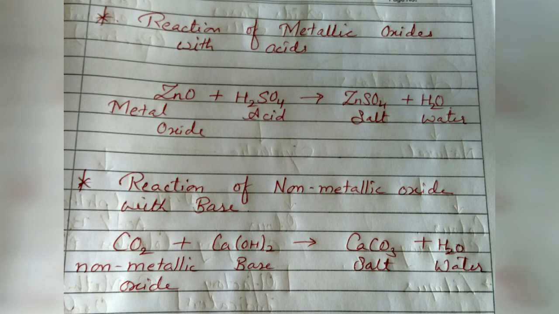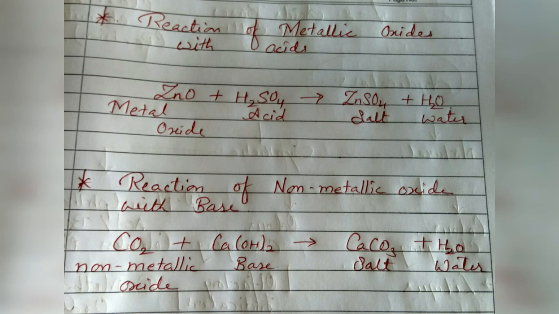Reaction of non-metallic oxide with base. Just now only we have seen this reaction. Non-metallic oxide, carbon dioxide is a non-metallic oxide because carbon is a non-metal, and you are having base, that is calcium hydroxide. So just now only we have seen we produce this calcium carbonate. So we are able to get this salt plus water.